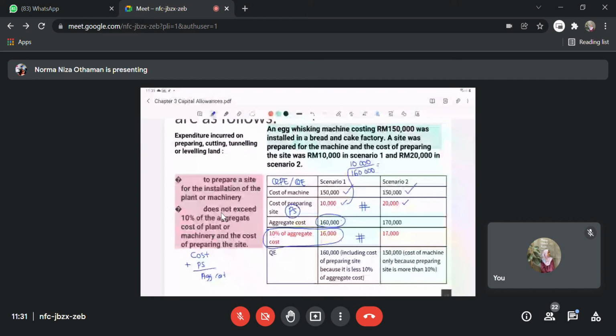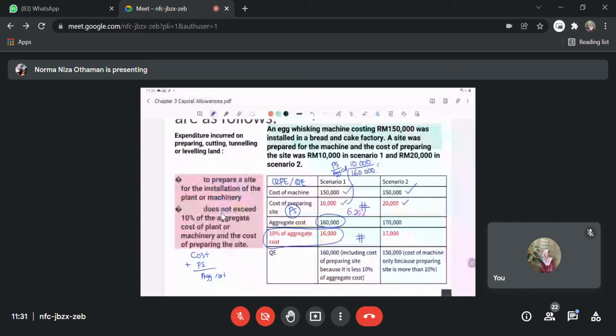Okay, so dalam ratio dia bagi finish good 10,000. Okay, the preparing site tadi, PS kita divide by aggregate cost. Preparing site 10,000 bahagi dengan aggregate cost 160,000. Berapa peratus you dapat? Convert to the percent. 6.25. Okay, very good. So you dapat 6.25%. So, balance dia melebihi 10% ke tidak?